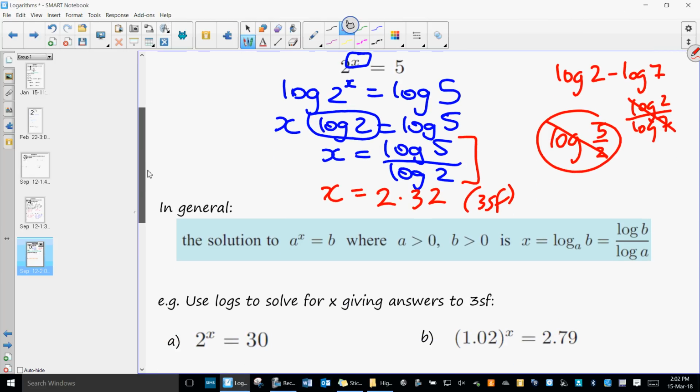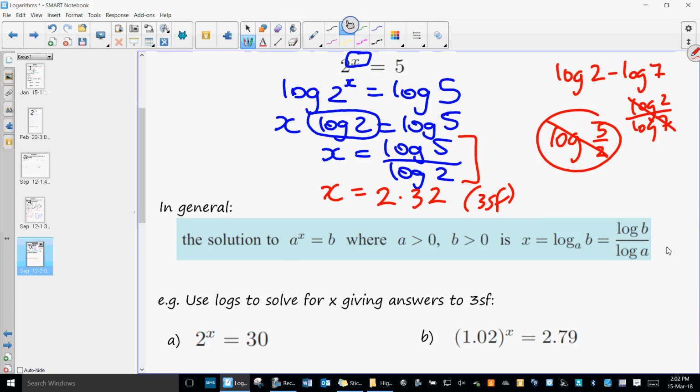So now, this little thing here, you can remember it if you wish, you don't need to. Essentially, if you're trying to find our power, it's always going to be log B over log A. That's quite obvious.